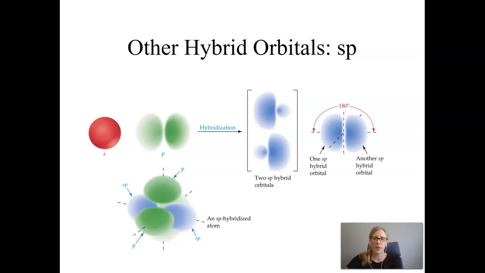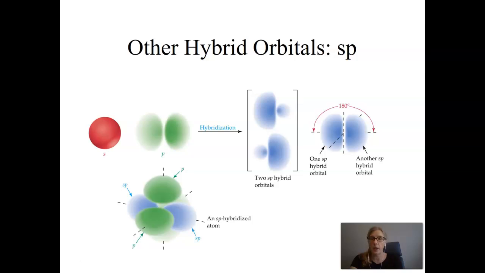The last type of hybridization to talk about is sp hybridization. In this type of hybridization, an s orbital and one p orbital are blended together to make two equivalent sp hybrid orbitals. Those two orbitals are going to repel one another in space to get as far apart as possible, which results in a 180-degree angle and a linear molecular geometry.